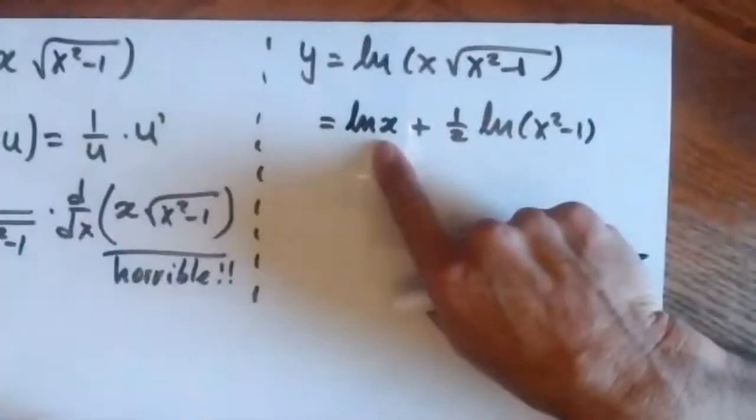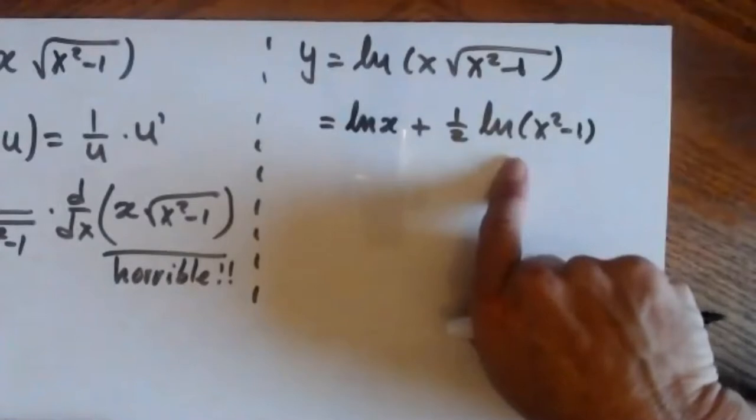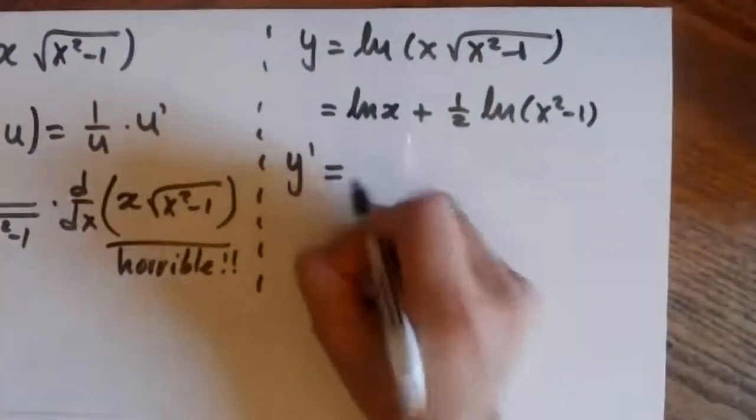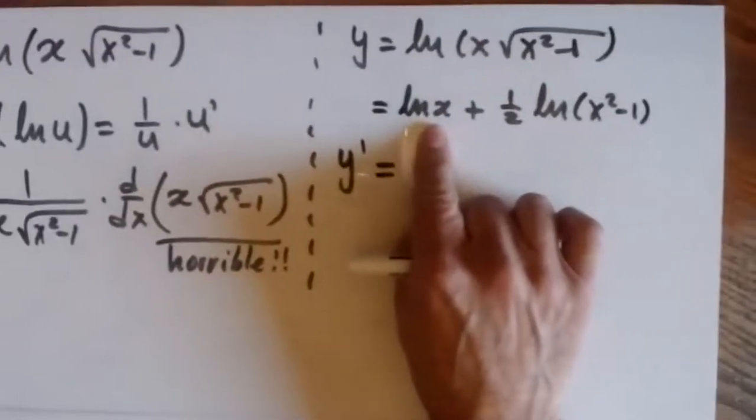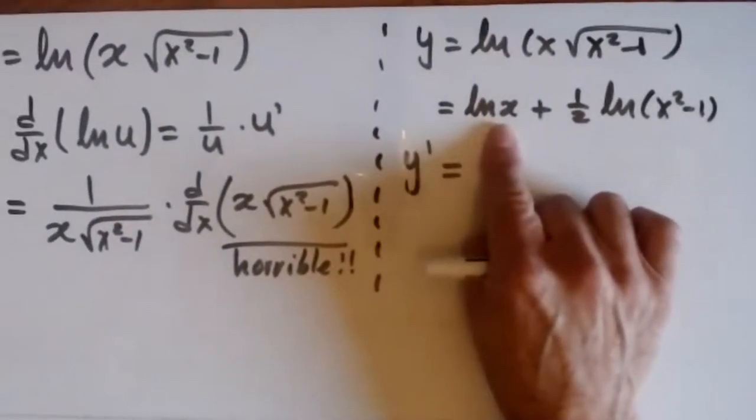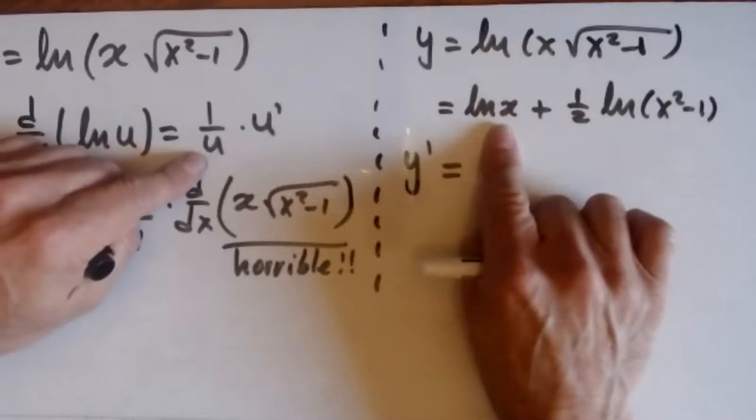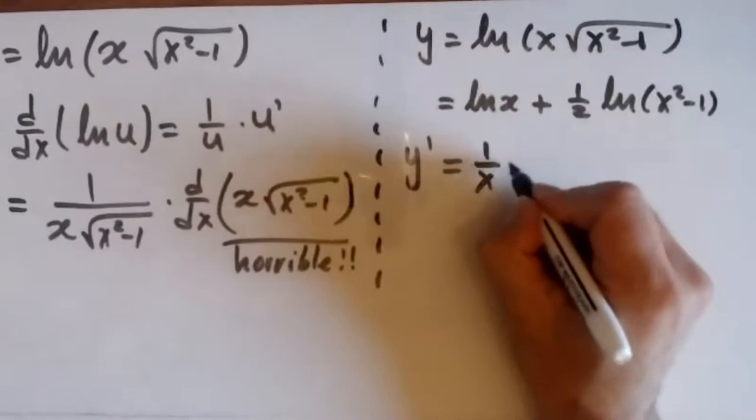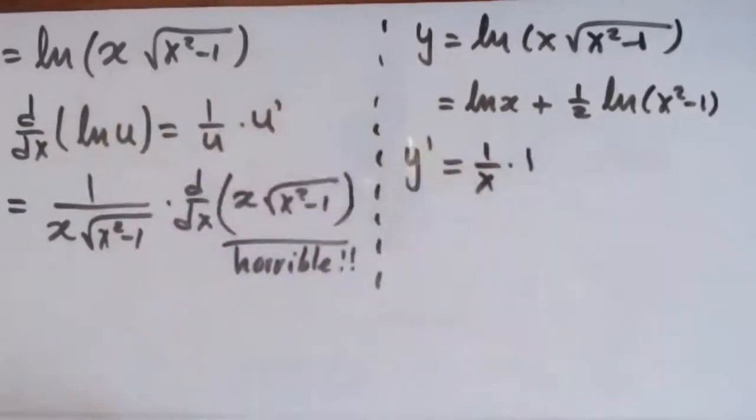So I get the derivative of this and the derivative of this, and these are going to be easy. Check. y prime is the derivative of this. Well, I have to remember the formula. The formula says take the reciprocal of the expression times the derivative of the expression. So this is going to be 1 over x times the derivative of x, which is 1. Very simple.